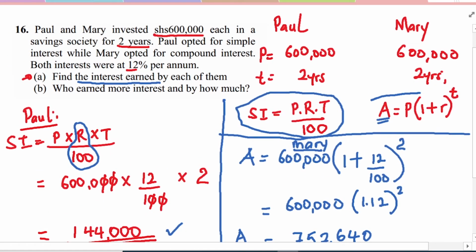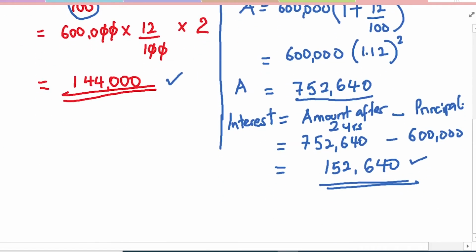Part B. The question says, who earned more interest and by how much? Of course, from here you can say that it is Mary. Mary earned more interest.